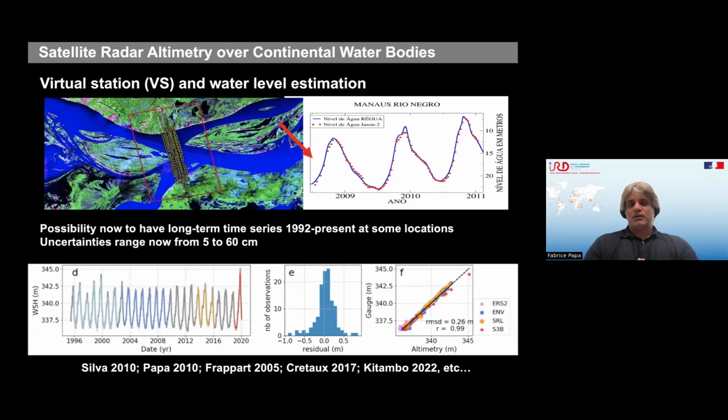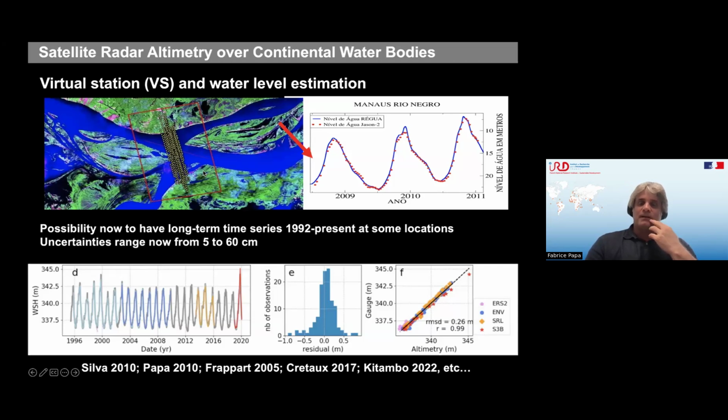A virtual station can be built automatically or manually. We use several trackers. I'm not going to go into the techniques, but the idea is that there is now a possibility, using multi-mission altimetry, to recreate long-term time series at the same location with an uncertainty that depends on the satellite we use, the tracker and the technique, which ranges from 5 to 10 centimeters to half a meter.